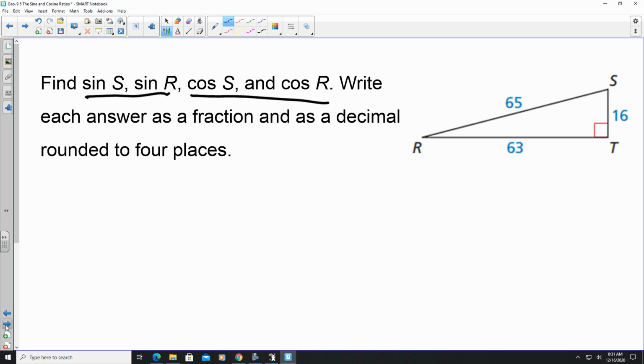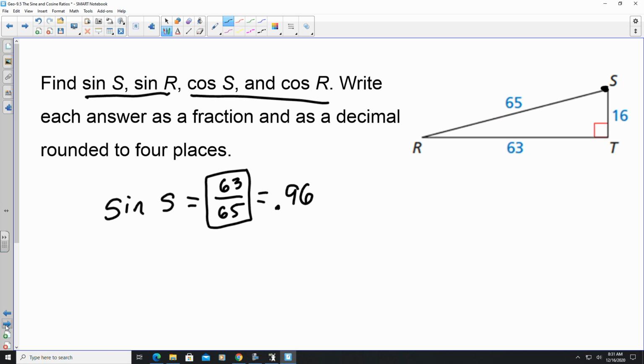So let's look at sine. Sine of S is right here. Sine is opposite, so the opposite is 63 divided by the hypotenuse, which is 65. Can 63 divided by 65 be reduced? No, it can't. So that is my lowest terms fraction, and my decimal rounded to 4 places is 0.9692.